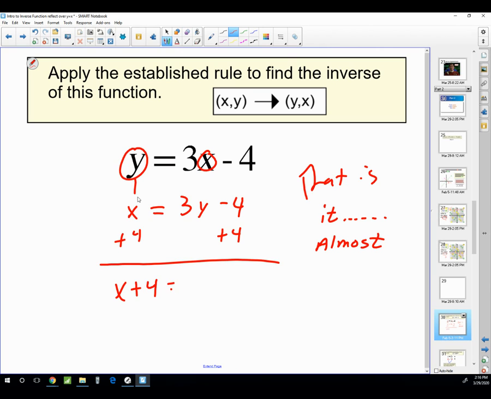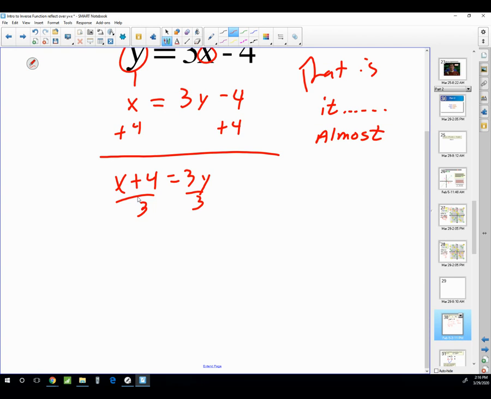So that's x plus 4 equal 3y. Everybody should know to divide both sides by 3. And then, since this is a linear equation, I do want you to put it in slope-intercept form, which would be x over 3 plus 4/3 equals y, or 1/3 x plus 4/3 equal y. All right, and then that's it.